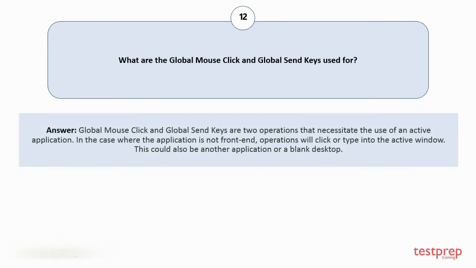Question number 12, what are the global mouse click and global send keys used for? Your answer is: global mouse click and global send keys are two operations that necessitate the use of an active application. In the case where the application is not front-end, operations will click or type into the active window. This could also be another application or a blank desktop.